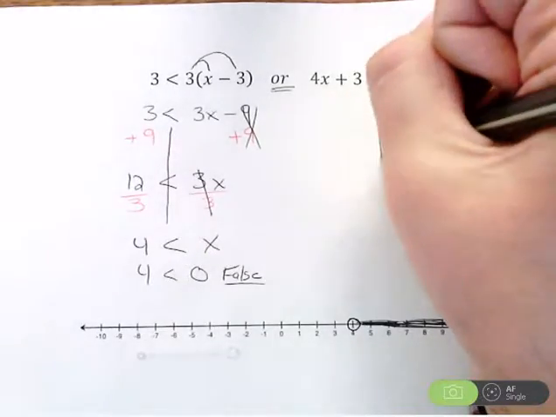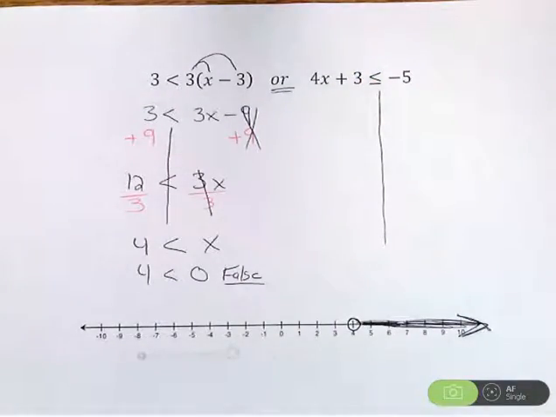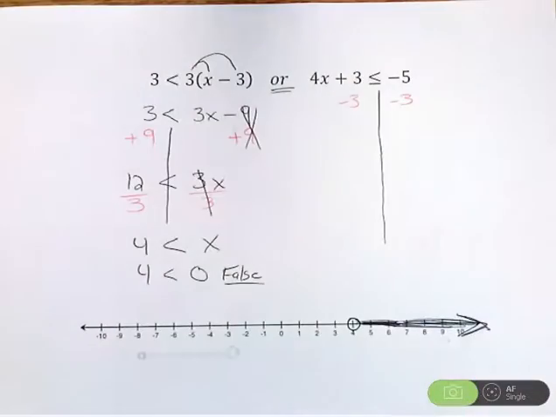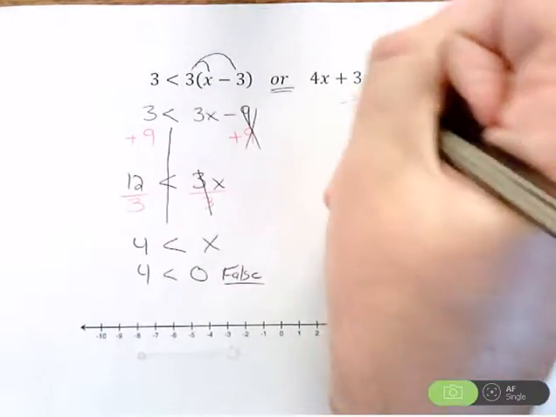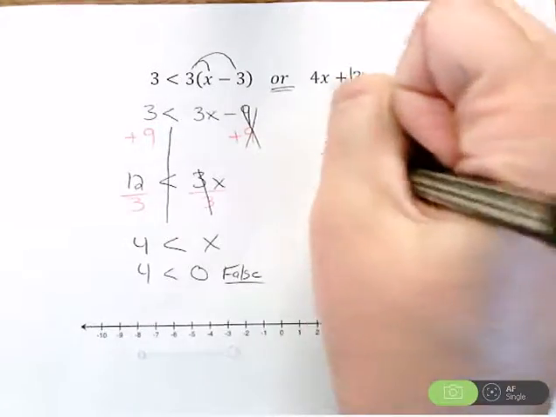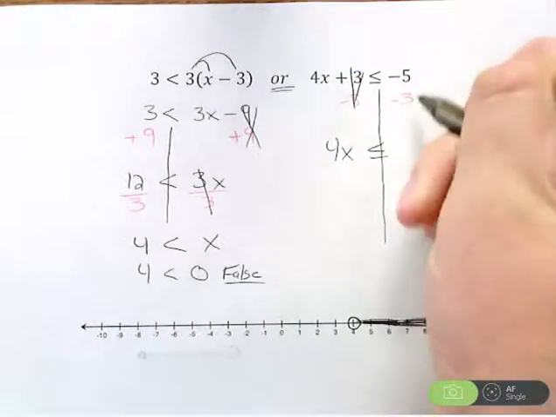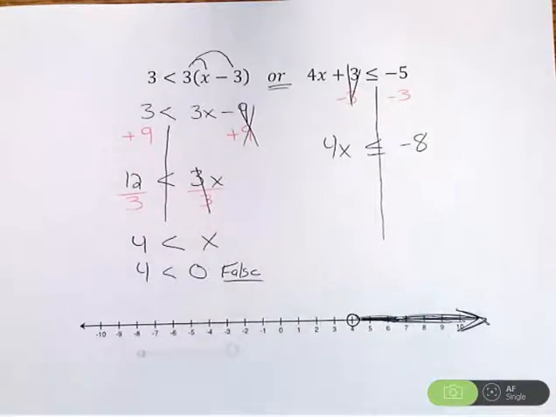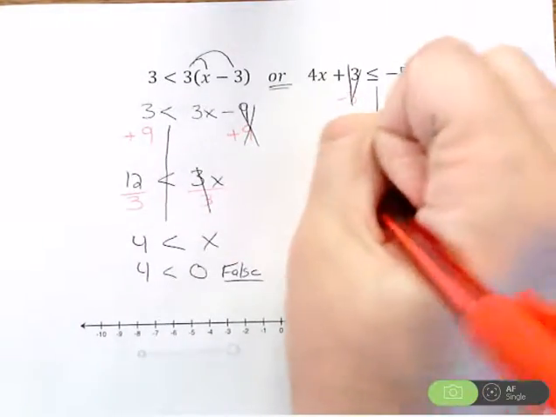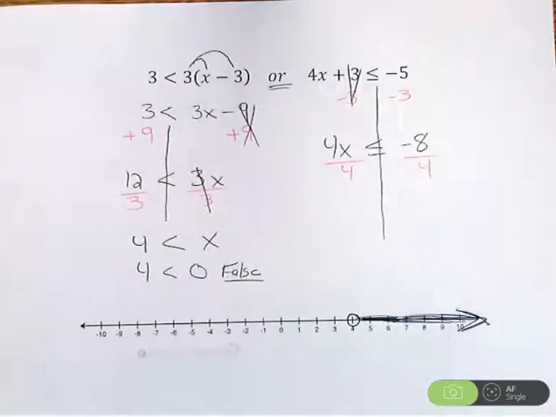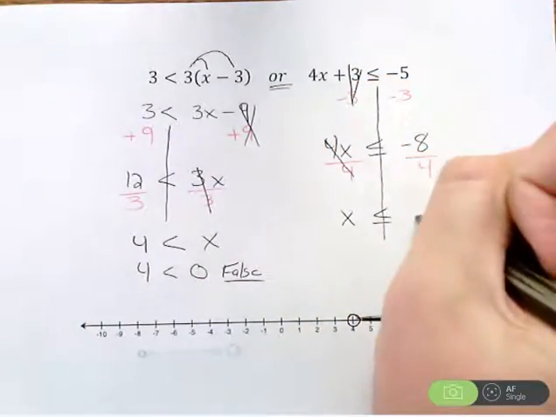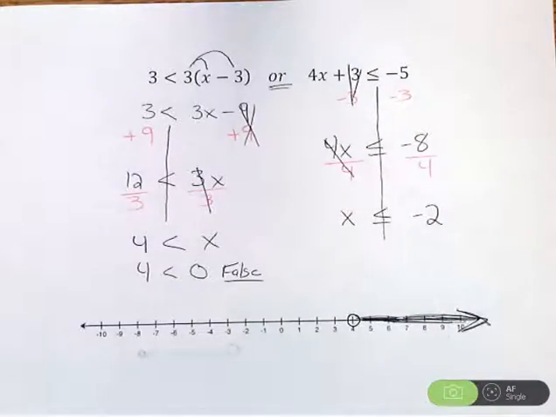So no distributing there, no combining like terms, so just work through PEMDAS backwards. Subtract 3, subtract 3. So that's going to give me 4x is less than or equal to negative 5 minus 3, which is negative 8. Got to get rid of the 4, so divide by 4, divide by 4. Get x is less than or equal to negative 2.